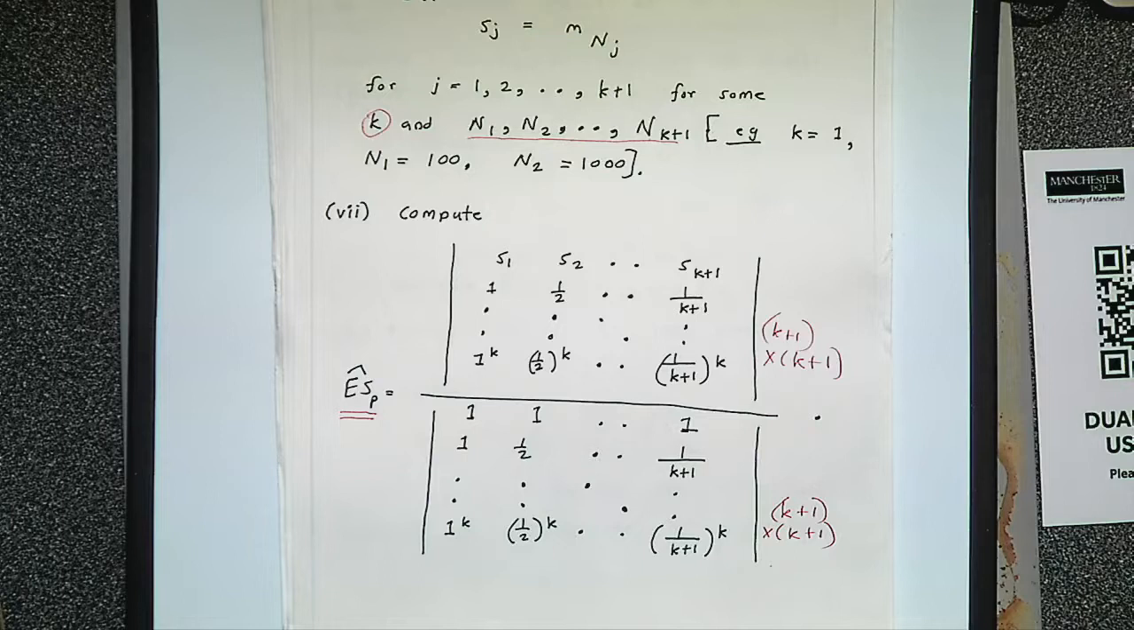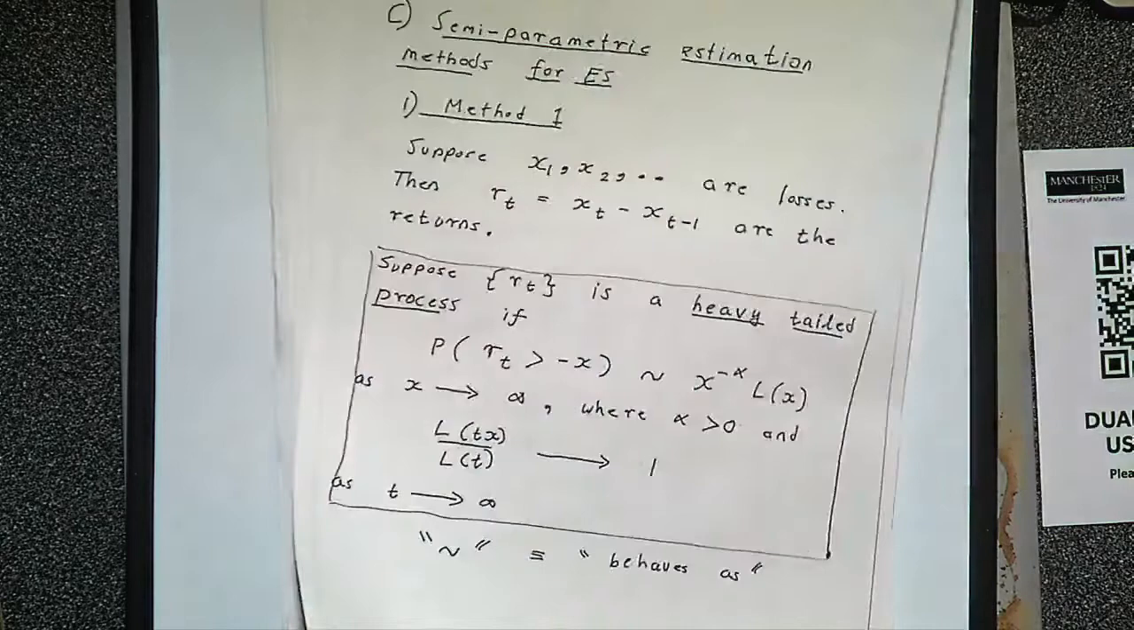So that's the final, the last of the non-parametric methods for computing expected shortfall. The next one is the semi-parametric estimation methods for expected shortfall. So this is the first one.